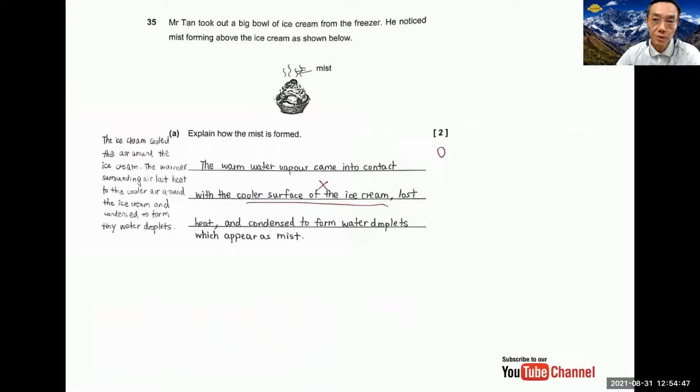So this is a typical question which appears in this year's 2021 science prelim examinations. And let's see this question. Mr. Tan took out a big bowl of ice cream from the freezer. He noticed mist forming above the ice cream as shown below here. Explain how the mist is formed.